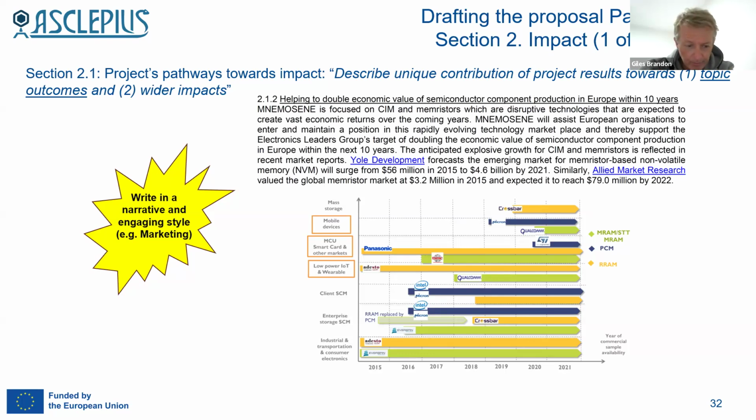The message I'm trying to get across here, this figure, this bit of text, this was from this Mnemosina project proposal I had a number of years ago. In that particular call, buried in the call text under expected outcomes, it said 2.1.2, helping to double economic value of semiconductor component production in Europe within 10 years. That was one of the expected outcomes from that Mnemosina project.